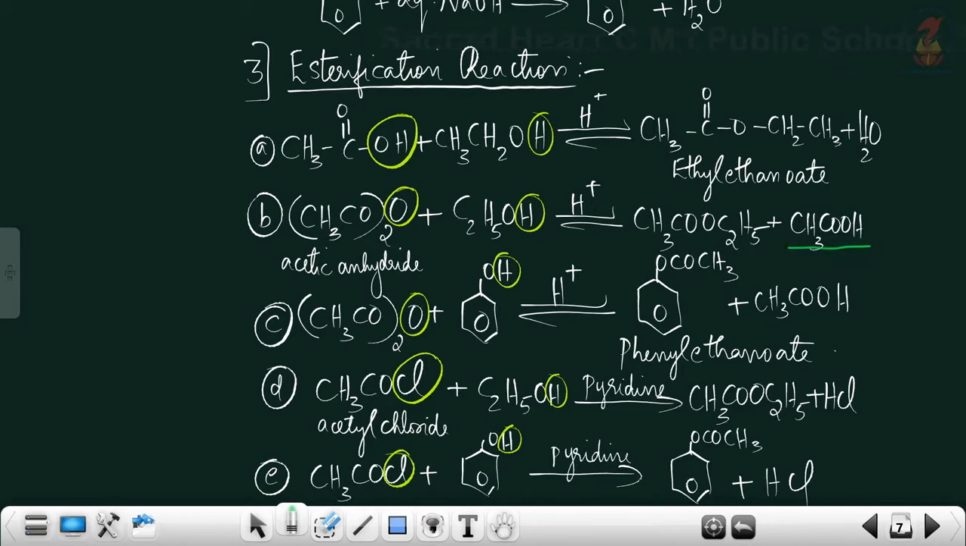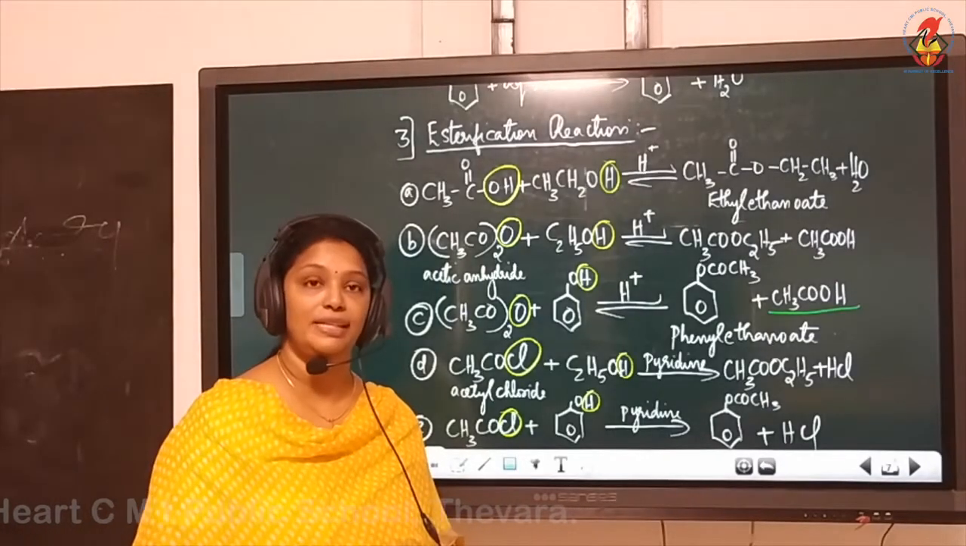Now, the next example, C, acetic anhydride plus phenol. So here instead of alcohol, I have taken phenol. In presence of H plus ion, concentrated sulfuric acid, again the OH bond in phenol is broken. So H from phenol and oxygen from acetic anhydride is removed and we get the product as C6H5OCOCH3 and this is called phenyl ethanoate. As you can see, this is our ester group COO. So the name of this compound ester is phenyl ethanoate and the byproduct formed is acetic acid. And always with acetic anhydride, one of the byproduct is acetic acid.